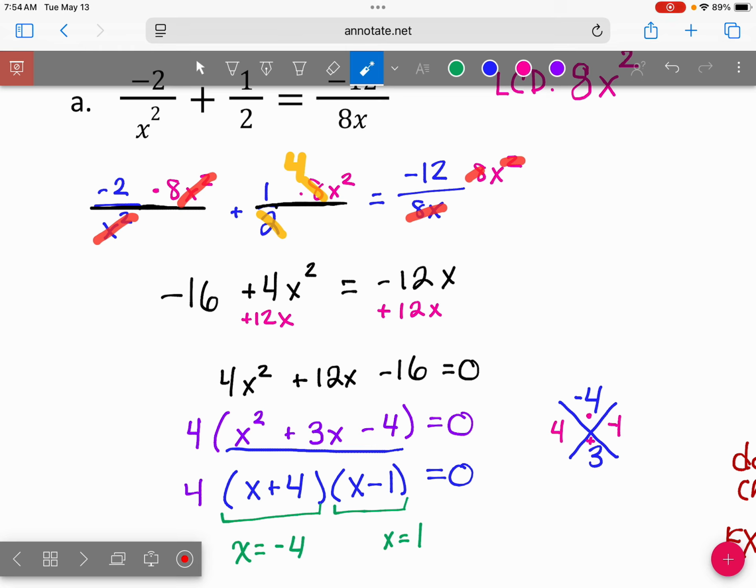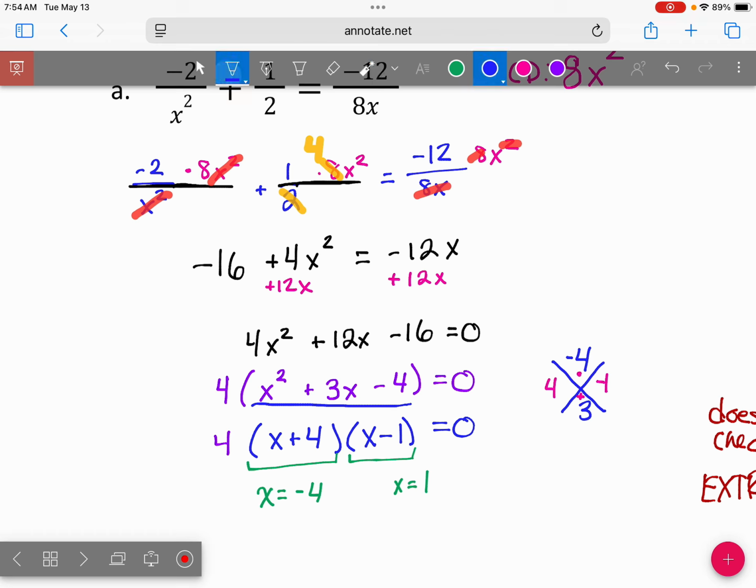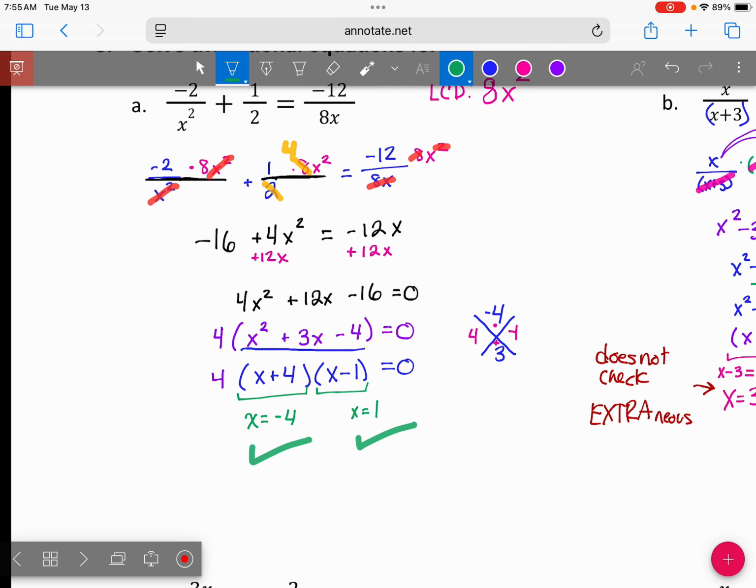So our x of minus 4, if I substitute that in here, we're good. If I substitute that in here, that's definitely not 0. So this one checks out. Same thing happens with our 1. If I put 1 in place of this x, 1 squared is not 0, 8 times 1 is not 0. So this one also checks. We get 2 answers on this one.